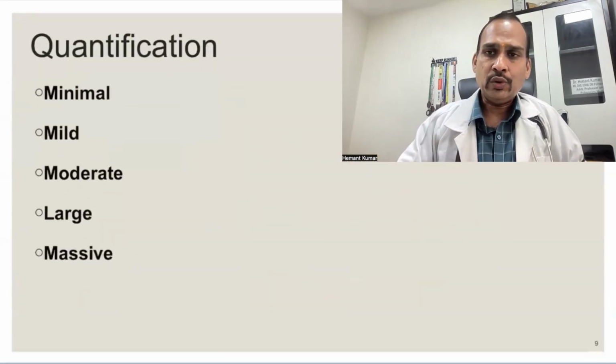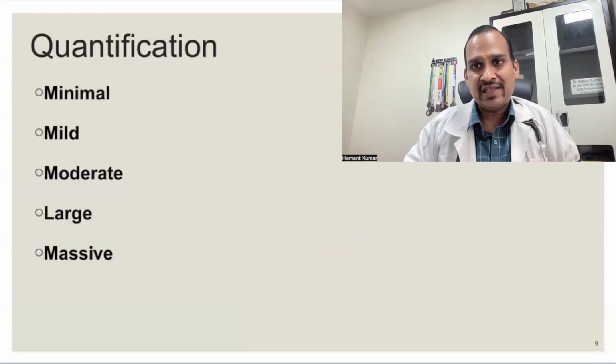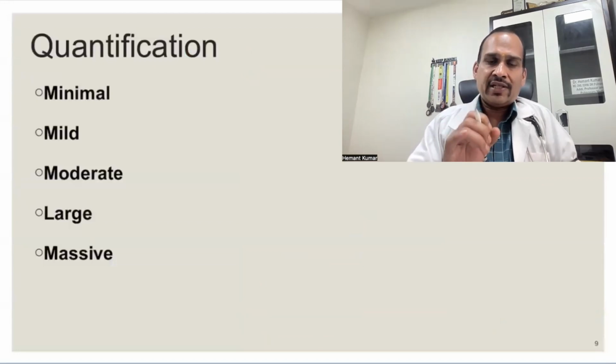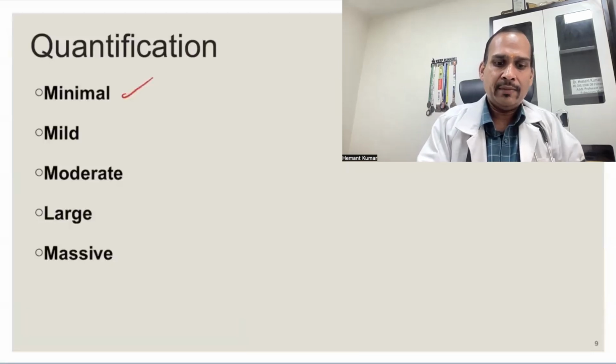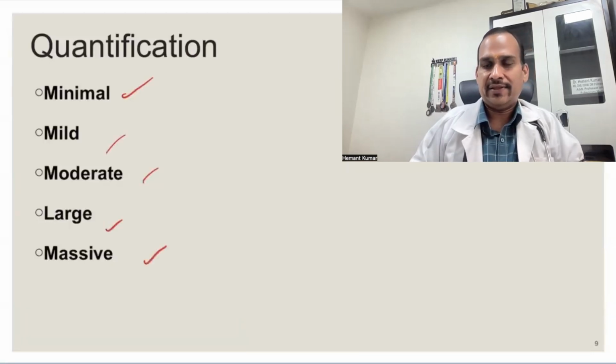If you talk about quantification on chest X-ray, regarding quantification, we can divide pleural effusion into minimal, mild, moderate, large, and massive.